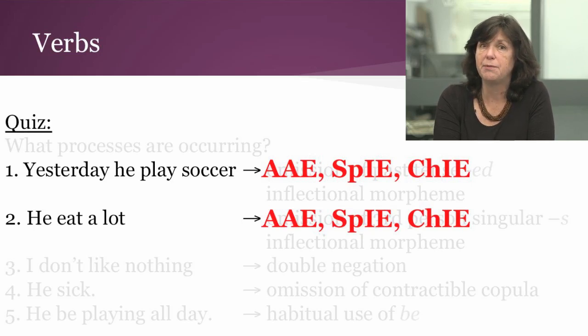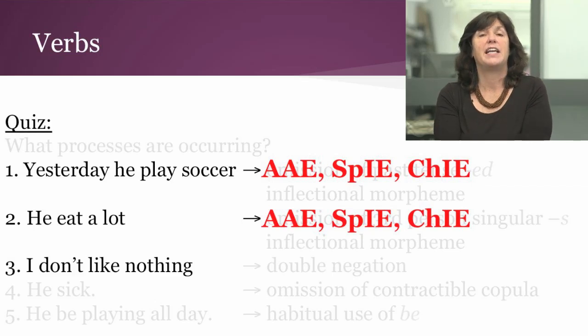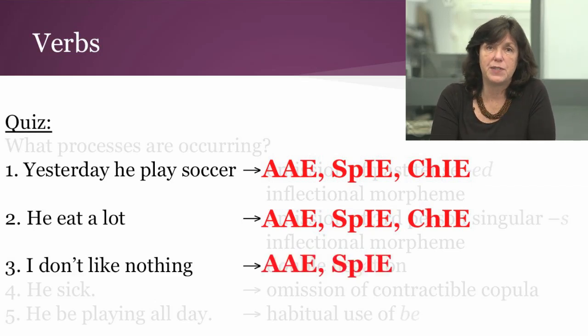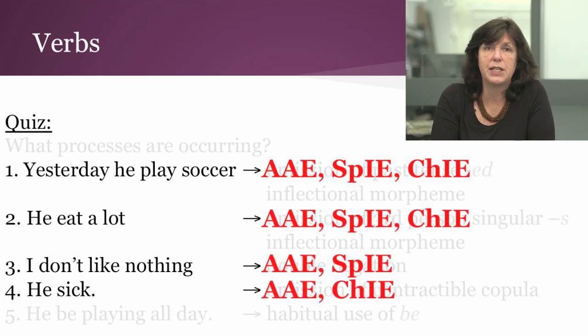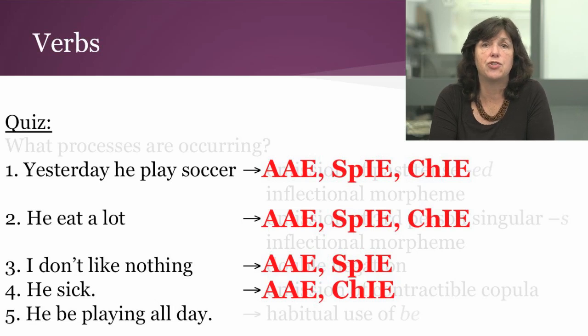And double negation? We might see that in African American English and Spanish-influenced English. And what about omission of the contractible copula? That's a feature of African American English and Chinese-influenced English. Finally, what about use of habitual be? That's a feature of African American English. Good work.